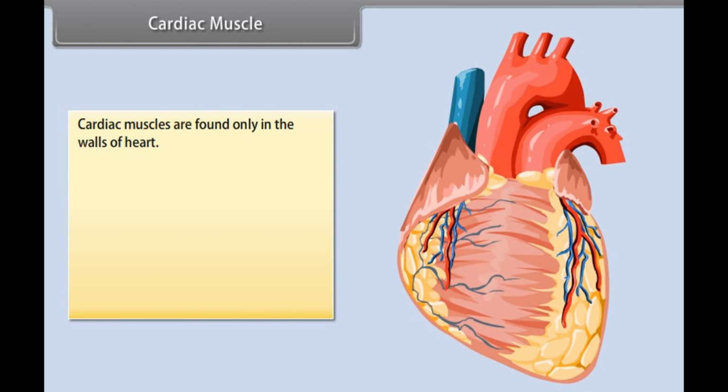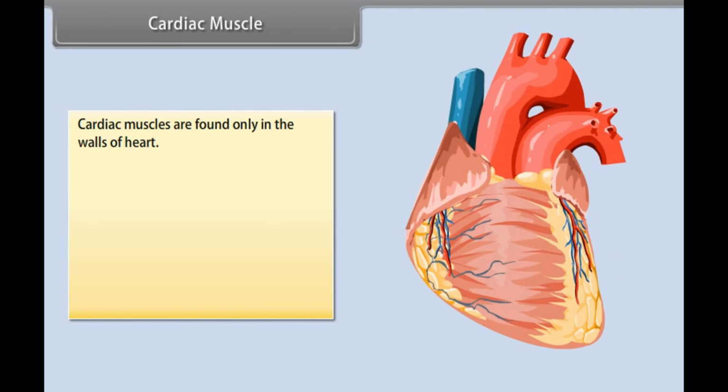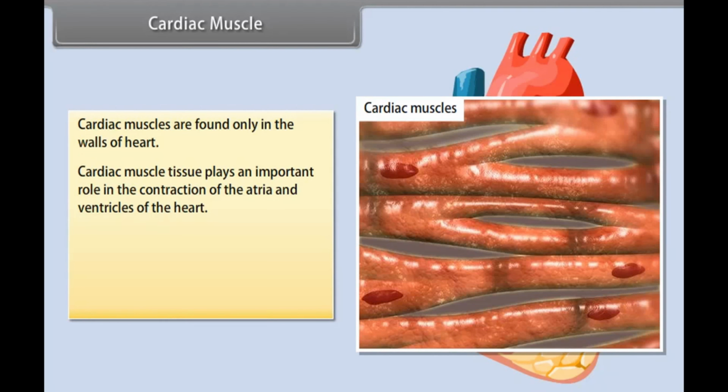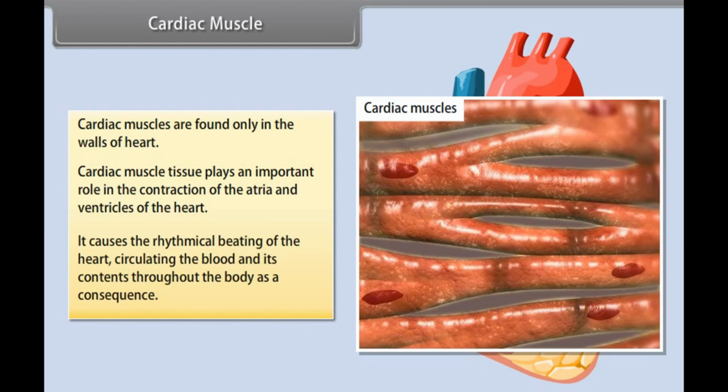Cardiac muscles are found only in the walls of the heart. Cardiac muscle tissue plays an important role in the contraction of the atria and ventricles of the heart. It causes the rhythmical beating of the heart, circulating the blood and its contents throughout the body as a consequence.